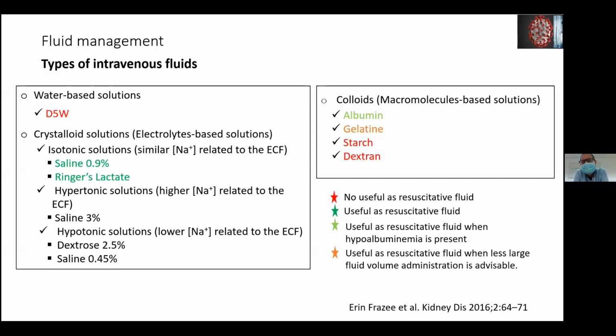and research conducted in that regard hasn't proved any benefit over crystalloid. We have as well gelatin that is available in our setting, like gelofusine, and it is only used when a smaller fluid volume administration is advisable because of certain other conditions. Starch and dextran we don't have in our setting, and they are not recommended and have been abandoned because of side effects, mainly kidney injury and some coagulation disorders.